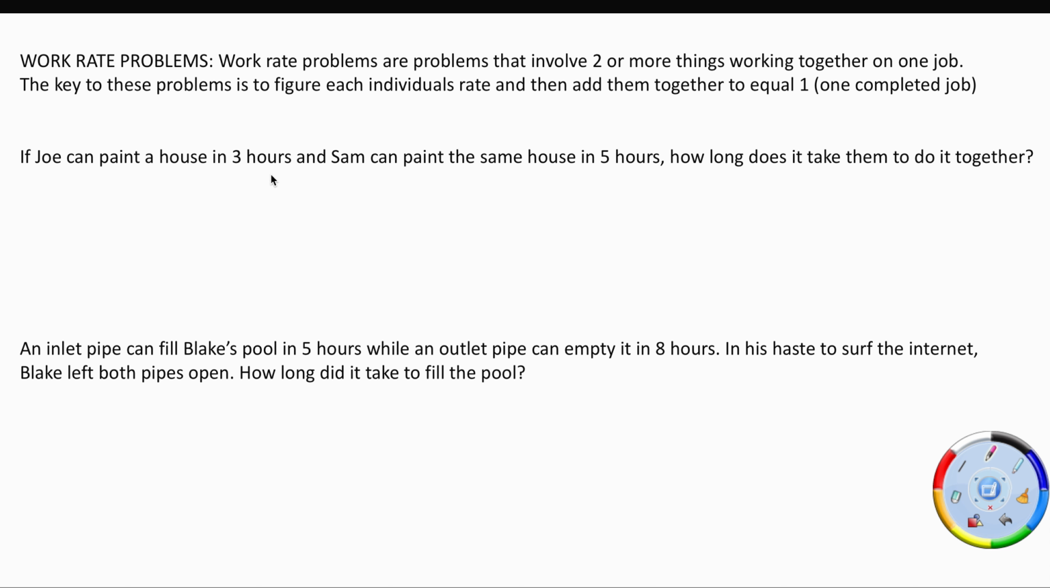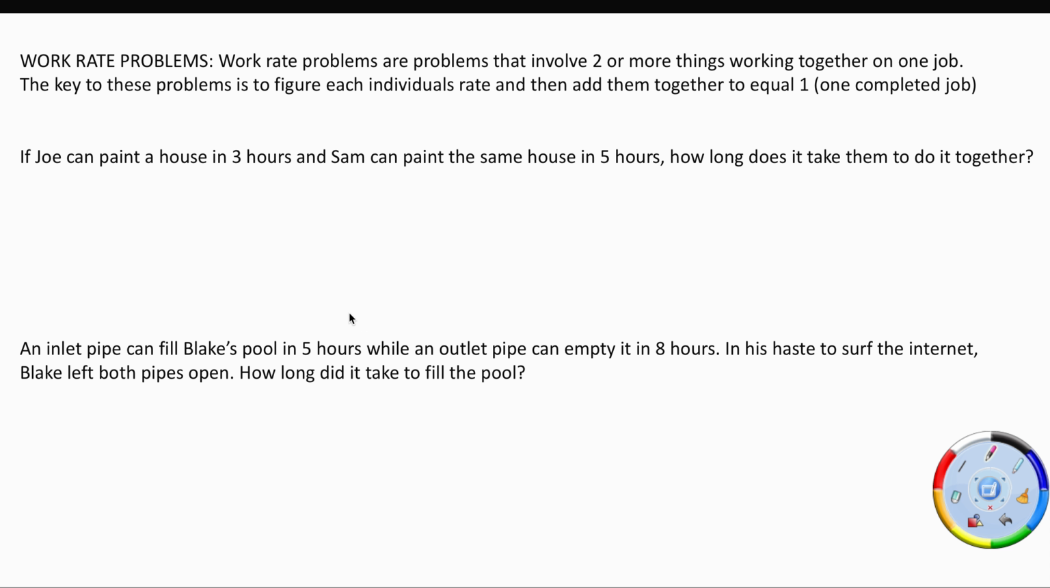So if Joe can paint a house in 3 hours, his rate per hour is 1/3. He does 1/3 of the house every hour. If Sam can paint it in 5 hours, he does 1/5 of the house every hour. Meaning after 1 hour, he's got 1/5 of the house painted. After 2 hours, 2/5 painted. After 4 hours, 4/5 painted. After 5 hours, 5/5, or one whole house painted. So this pipe is filling 1/5 of the pool every hour if it can fill the whole pool in 5 hours.